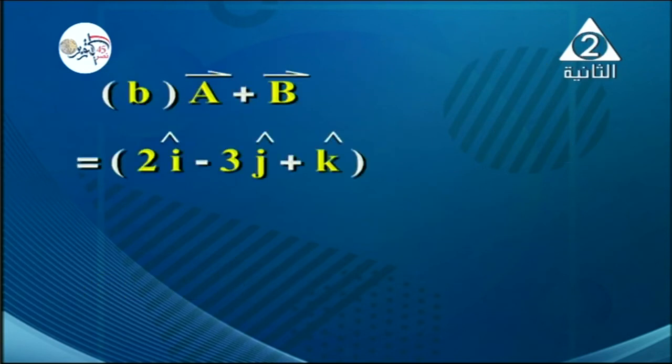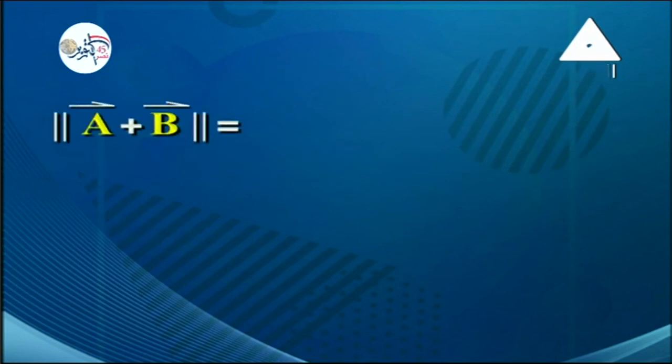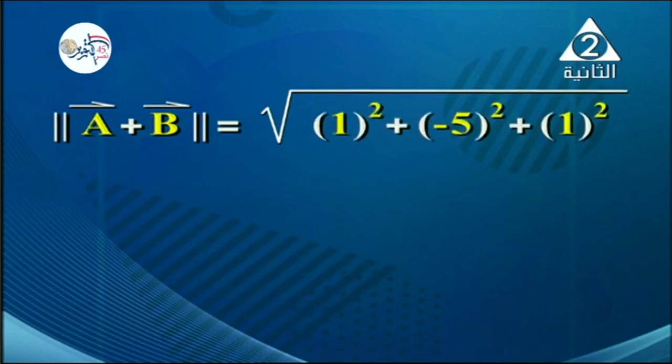A plus B: we add vector A plus vector B by adding the component of i with the component of i in the two vectors, which equals i minus 5j plus k. This is vector A plus vector B. After that, we deduce norm A plus B, or the norm of vector A plus B, equals the square root of 1 squared plus negative 5 squared plus 1 squared. The answer is square root 27.